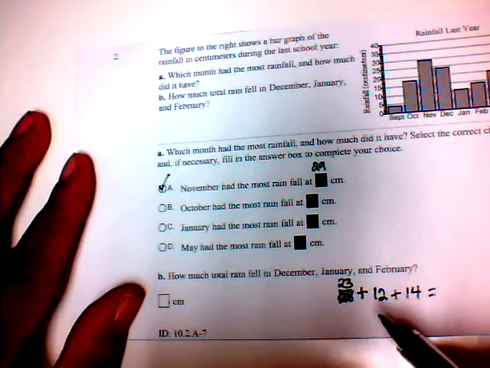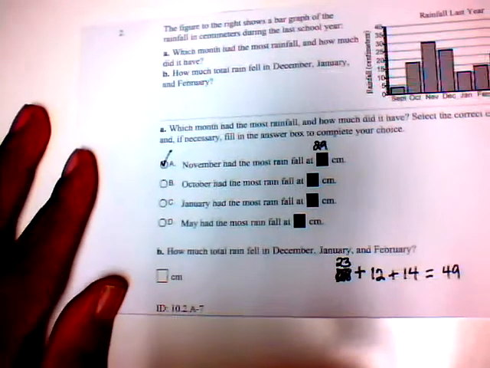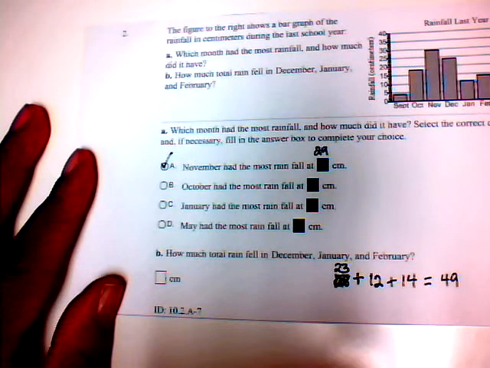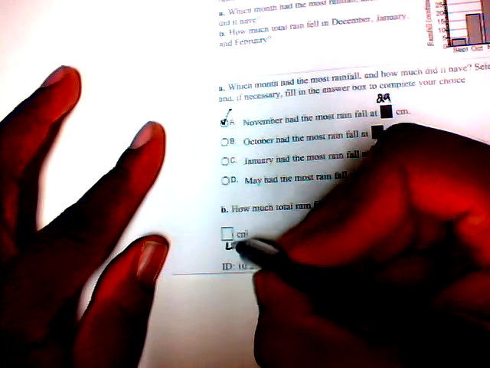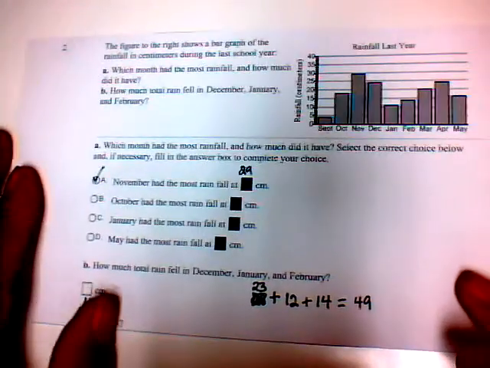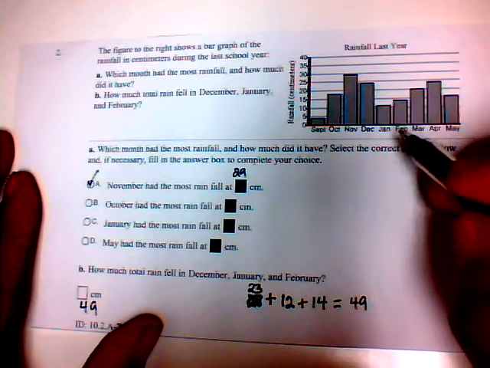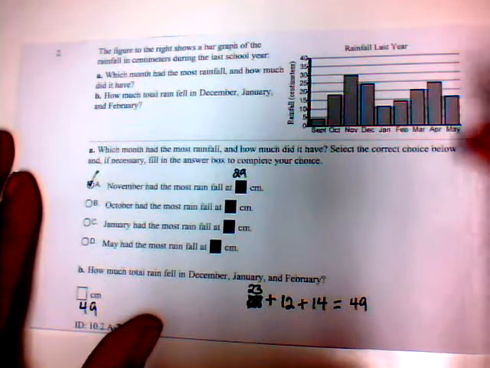So if you add 23 and 12 together, you're going to get 35. 35 plus 14 is 49. So in this case, the total amount of rain that fell in December, January, and February would be 49 centimeters. So you want to make sure that you read those bars very carefully.